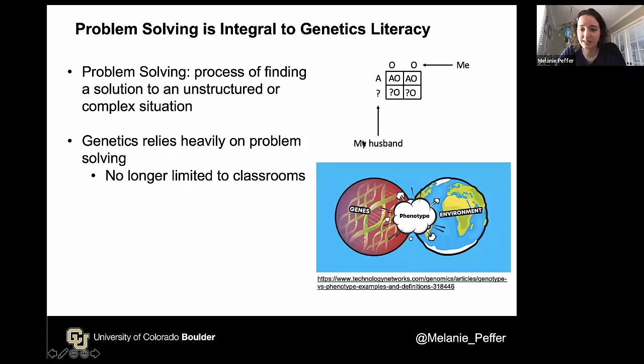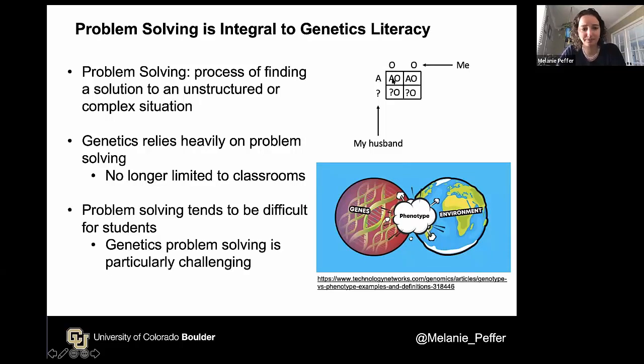For example, this is a figure from my book that just came out, showing the Punnett square, which is a graphical representation of inheritance information of my husband and I and our potential blood types for our offspring.